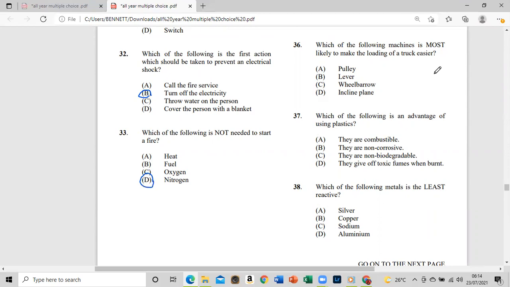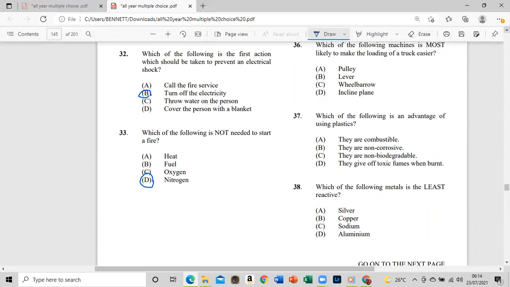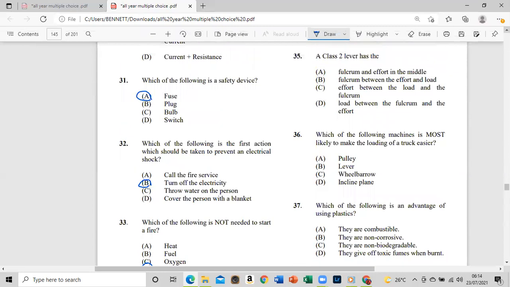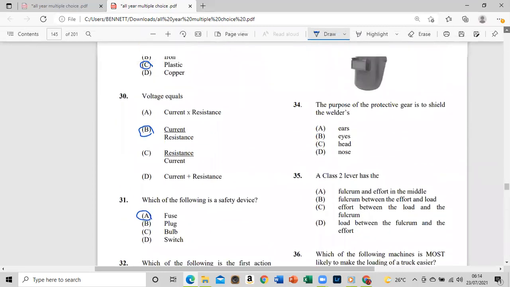The first three can help start a fire and burn you up.